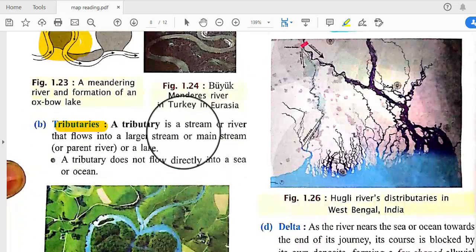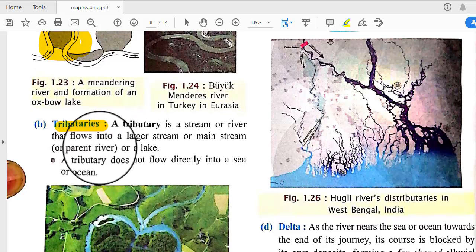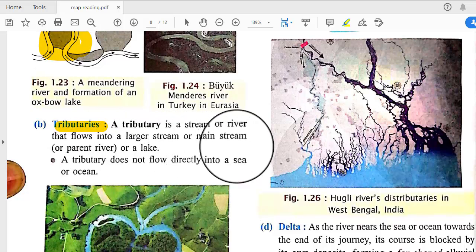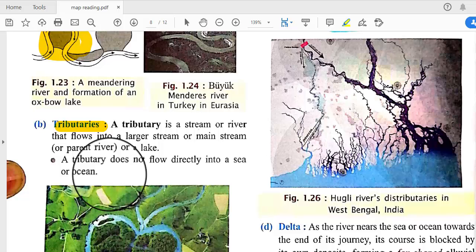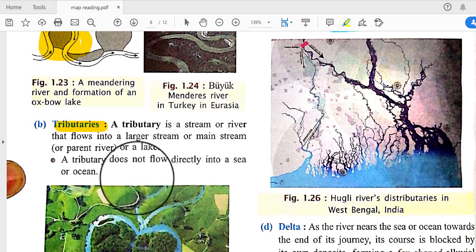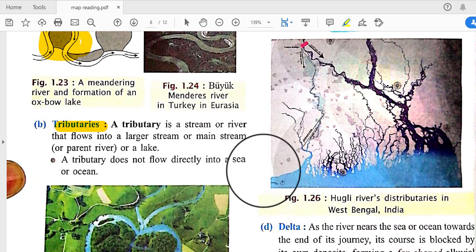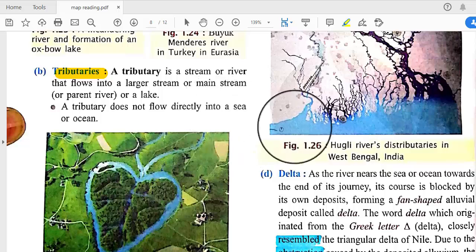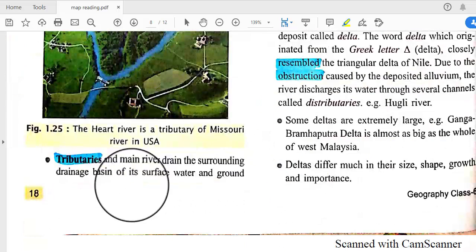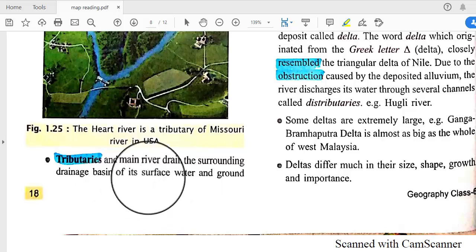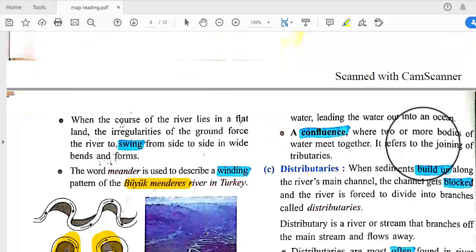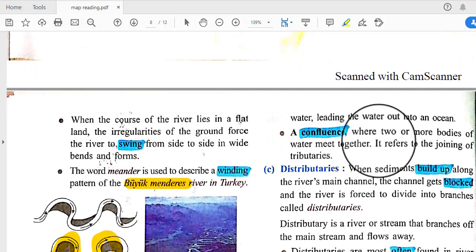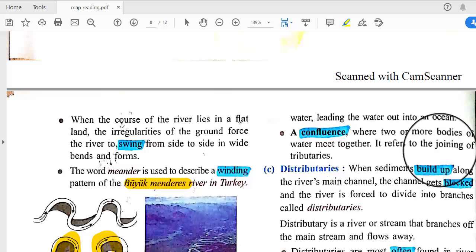Next is tributaries. A tributary is a stream or river that flows into a larger stream, the main stream or parent river, or a lake. A tributary does not flow directly into a sea or ocean. So tributaries meet the main river, and then the main river meets the ocean. Tributaries and the main river drain the surrounding drainage basin of its surface water and groundwater, leading the water out into an ocean.